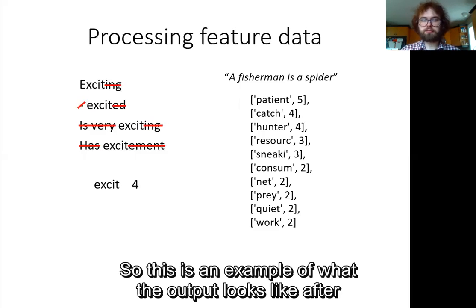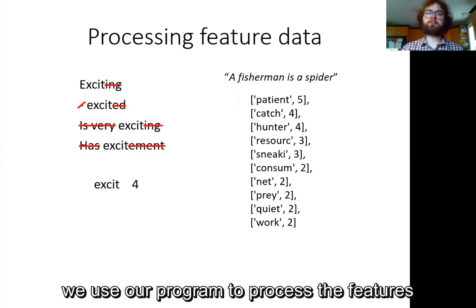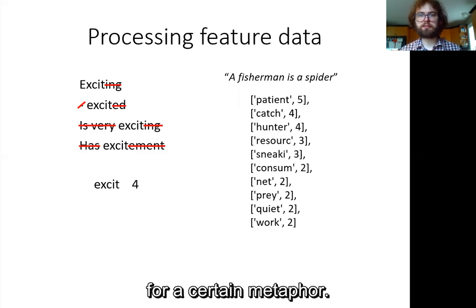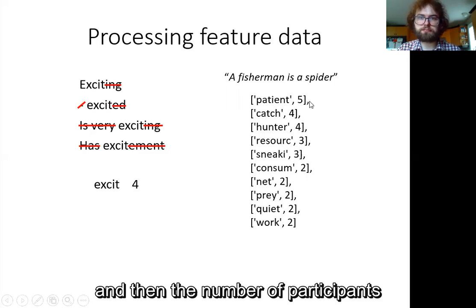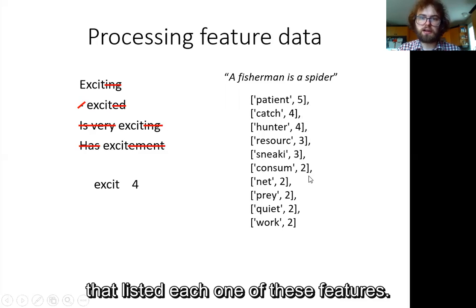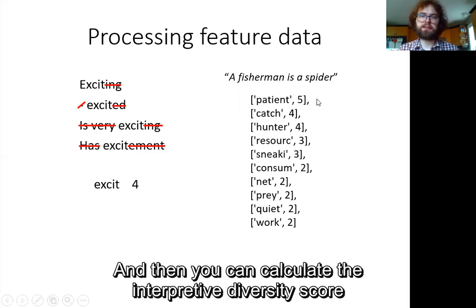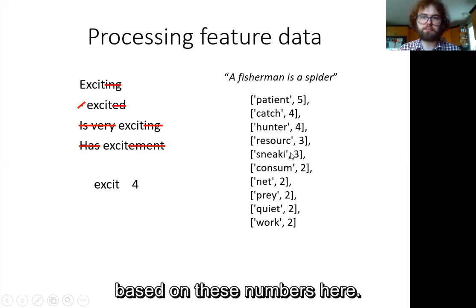So this is an example of what the output looks like after we use our program to process the features for a certain metaphor. So basically you get a list of features here and then the number of participants that listed each one of these features. And then you can calculate the interpretive diversity score based on these numbers here.